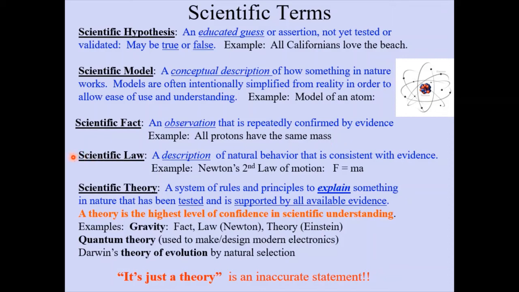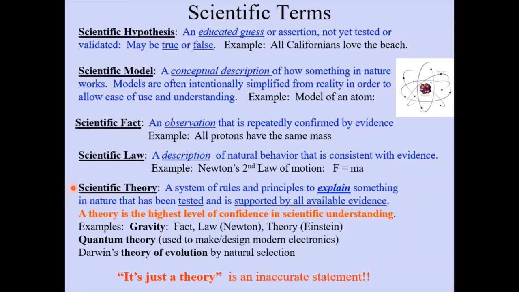A law, a scientific law, is a description of natural behavior that is consistent with evidence. We'll learn about lots of laws in this class. For example, Newton's second law of motion, which is sometimes stated F equals ma. This is a relationship between force, F, mass, m, and acceleration, a. And so objects behave according to Newton's law. So this describes the behavior of how an object accelerates when we push something, when we apply a force to it. Okay, so that's what we mean by a law, a description of how something behaves.